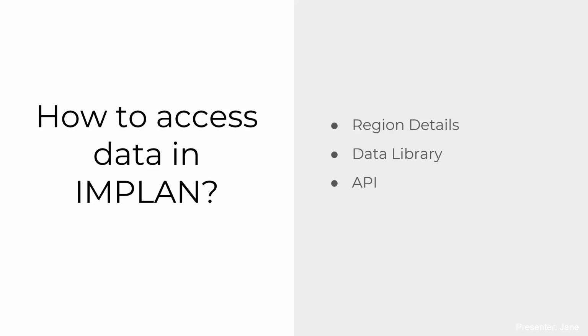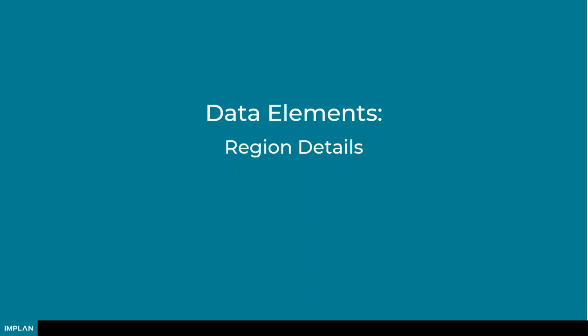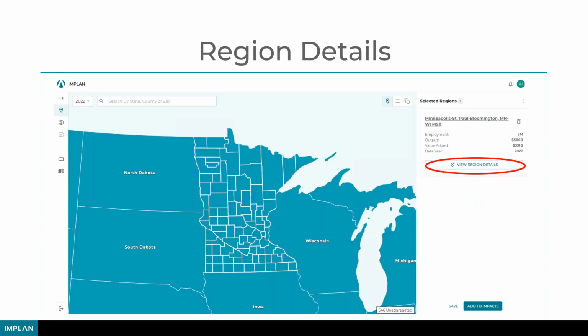Region details is included in any sort of impact software access to IMPLAN, so IMPLAN Cloud, where you're looking at economic impacts for a particular geographic region. You will have region details, and that data is available there. Data library, as many of you know, is an add-on product to IMPLAN that allows you to access a broader scope of data. So first, I'm going to start with an overview of what's available in terms of region details.